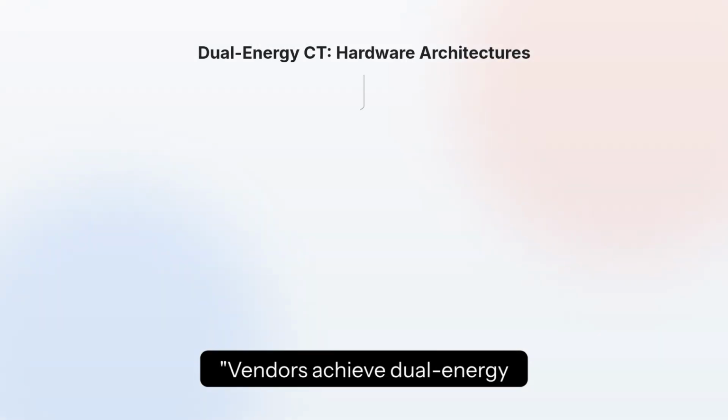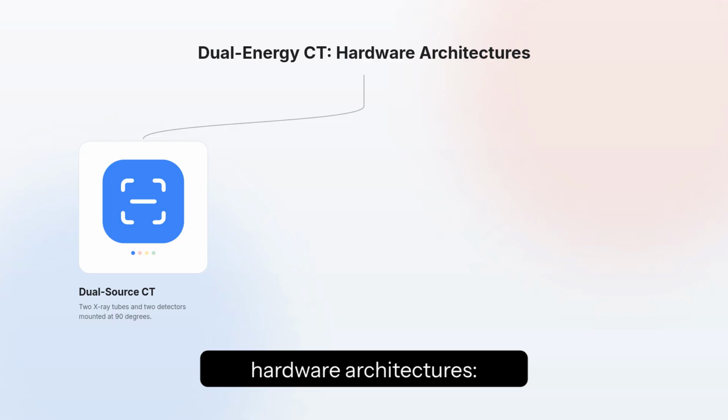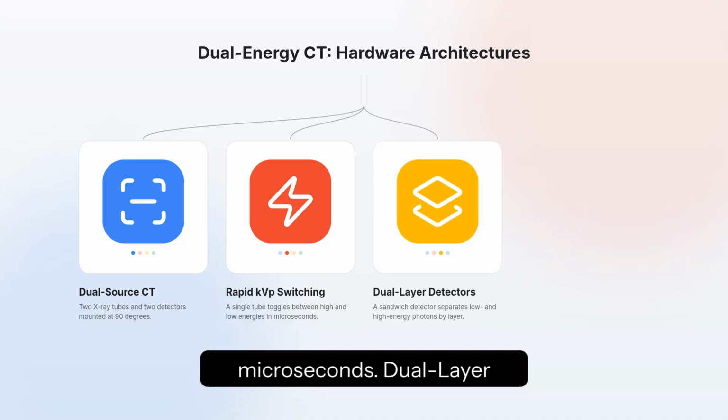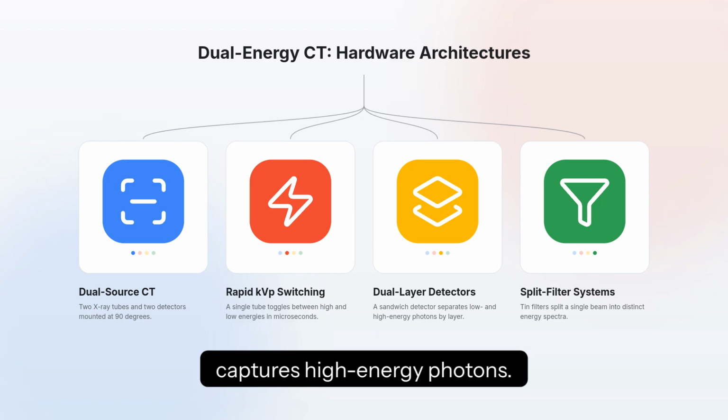Vendors achieve dual energy separation through distinct hardware architectures. Dual-source CT uses two X-ray tubes and two detectors mounted at 90 degrees. Rapid kVp switching rapidly toggles a single X-ray tube between high and low energy spectra in microseconds. Dual-layer detectors use a single X-ray tube with a sandwich detector where the top layer absorbs low-energy photons and the bottom layer captures high-energy photons. Split filter systems use tin filters to split a single beam into distinct high and low energy spectra.